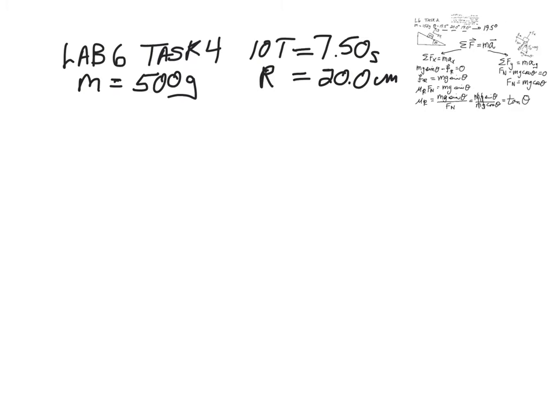Okay, we'll do one more problem. Let's do Lab 6, Task 4, the centripetal motion apparatus. The data we got was: I spin it 10 times and it takes 7.5 seconds. The radius of the spinning is 20 centimeters, and the mass is 500 grams.